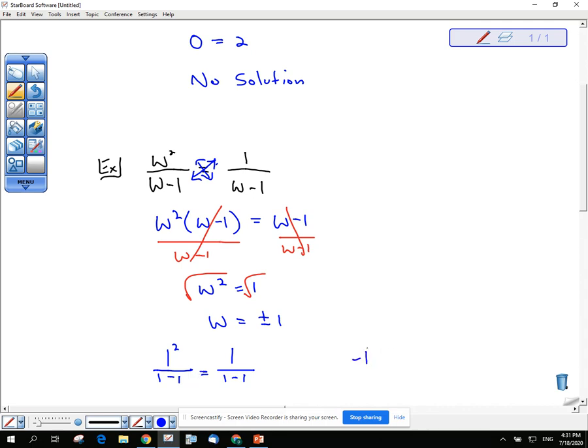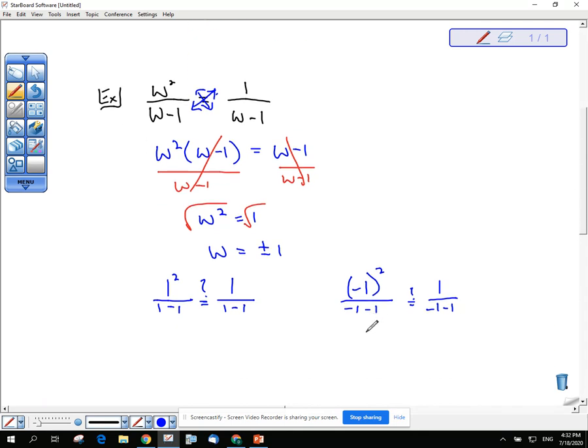However, negative 1 squared over negative 1 minus 1, wondering if that's equal, I forgot my question mark over there, equals 1 over negative 1 minus 1. Well, that would be 1 over negative 2. Oh, trying to get tricky. This would be 1 over negative 2, and so would this be 1 over negative 2, or negative 1/2 is really what that is. So this one checks.